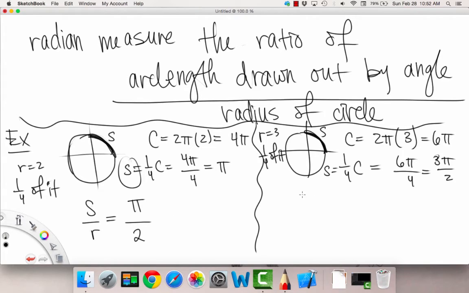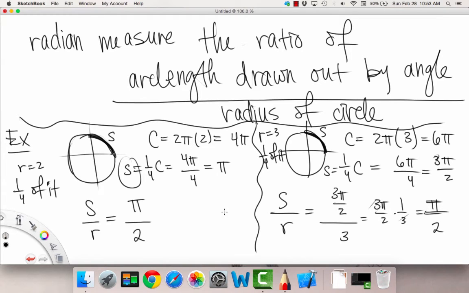Now let's try it on the right-hand side. So now we'll take s, whatever s was, and divide it by our r for this problem. So this is 3 pi over 2, that was the s we found, divided by r, which is a 3. This is the same thing as saying 3 pi over 2 times 1 over 3. The 3's cancel out, and we get, what is this? Pi over 2? What just happened here?